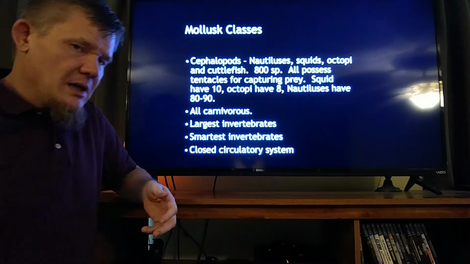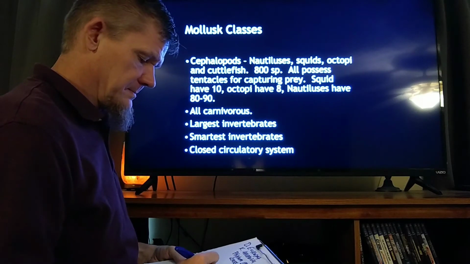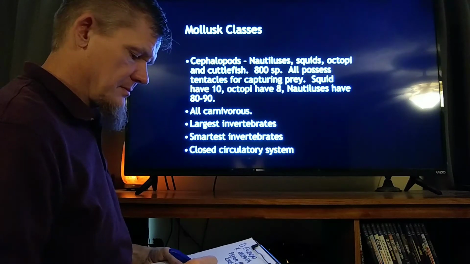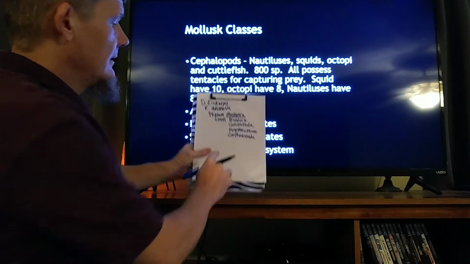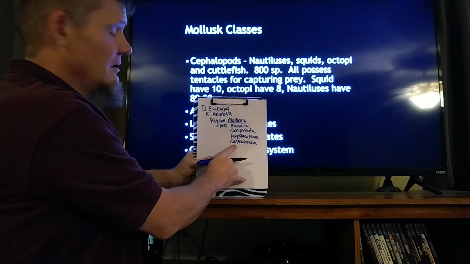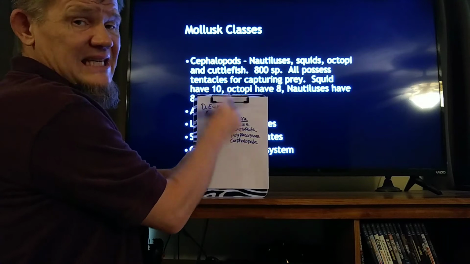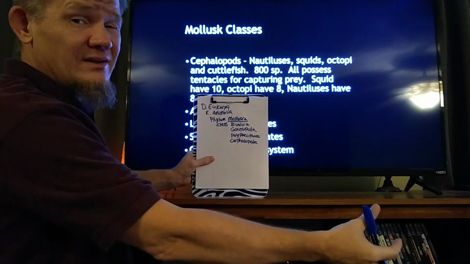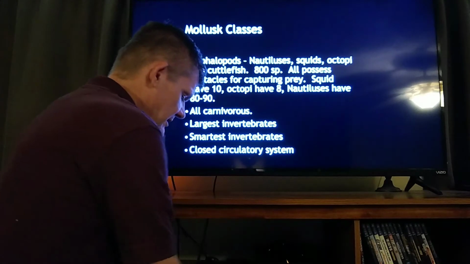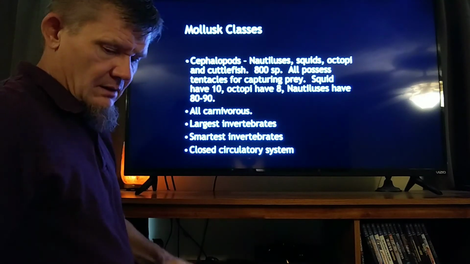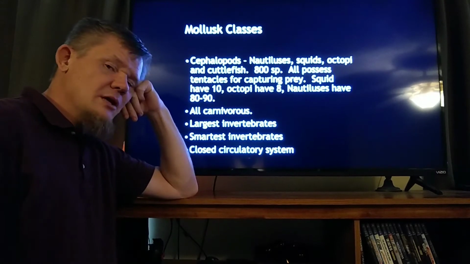Our last group of mollusks are the cephalopods. What does ceph mean? Ceph means head. Pod means foot. Gastropod means stomach, foot. Cephalopod means head, foot. The cephalopods are an interesting group of animals.